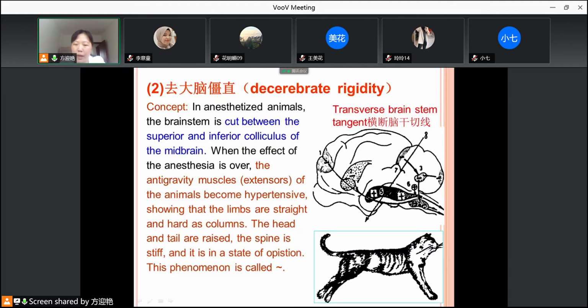The four limbs are straight and hard as columns. We can see the head and the tail are raised, and the spine is stiff. It is in a state of opposition. This phenomenon we call decerebrate rigidity.